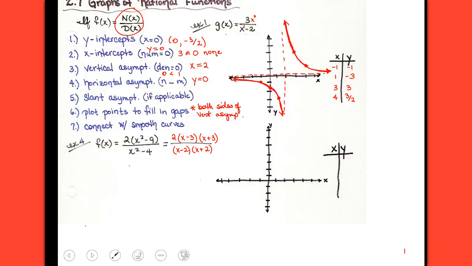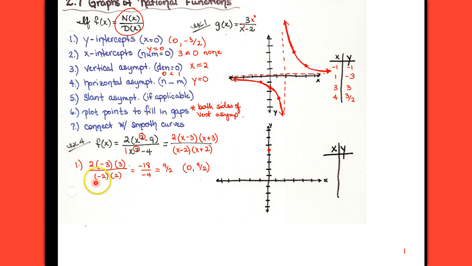All right, so number 1, we said let's find our X and Y intercepts. To find our Y-intercept, what do we do? Set X equal to 0. So let's put 0 in the place of X. That would be 2 times 0 minus 3 times 0 plus 3, so 2 times -3 times +3. And then down here, 0 minus 2, 0 plus 2, that'd be -2 times +2. So we're going to end up with 9 halves. So there's my point right there, 0, 9 halves, or 0, 4 1/2, however you want to think of that.